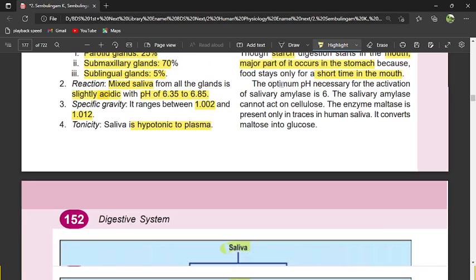Okay. Optimum pH. What is the pH? The pH is necessary for activation. So the pH of salivary amylase is 6. Salivary amylase cannot act on cellulose. Remember the point: salivary amylase cannot act on cellulose. The enzyme maltase is present in traces in human saliva.